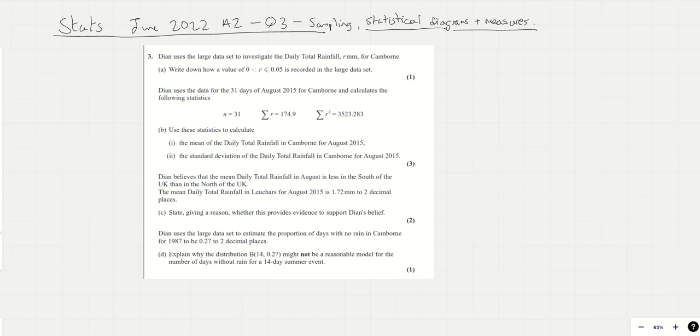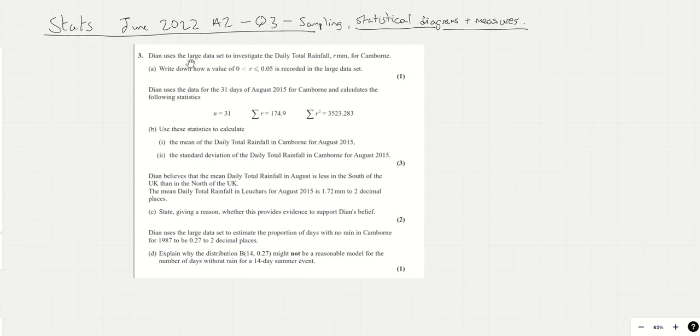Hello and welcome to another video, this time on Stats June 2002, and we're going to look at question 3, which is a question on what I've categorized as sampling, statistical diagrams and measures. But have you noticed that these questions always seem to have a bit where you find mean and standard deviation in them? That's been the case pretty much on all of these, and they're often about a large data set as well, which is why you should be on your guard.